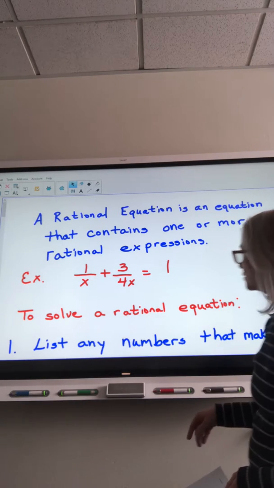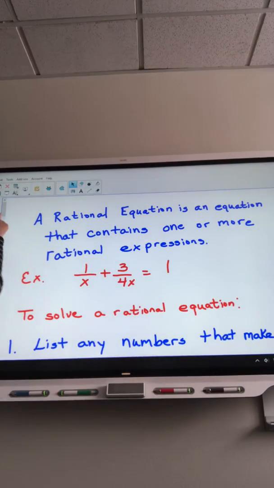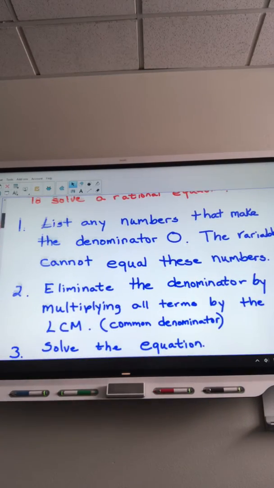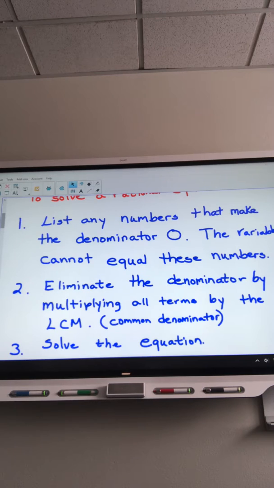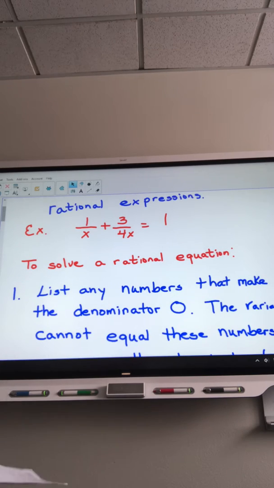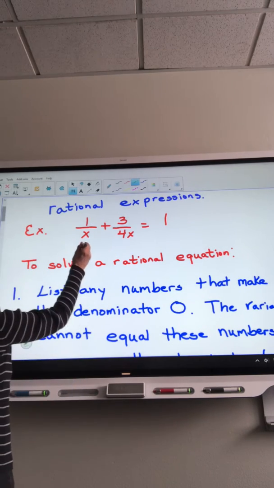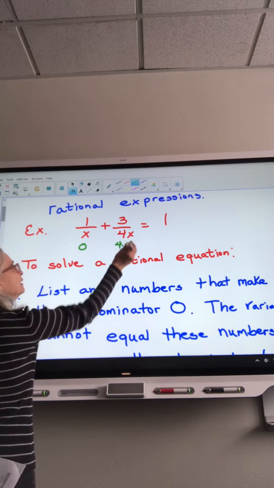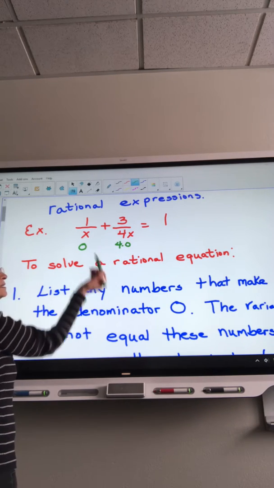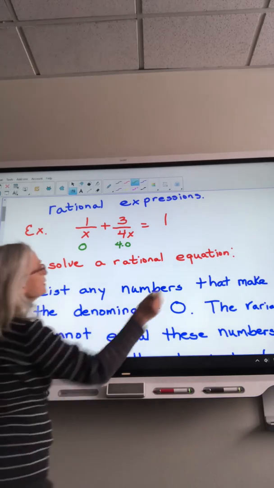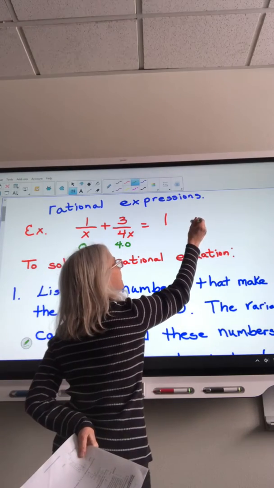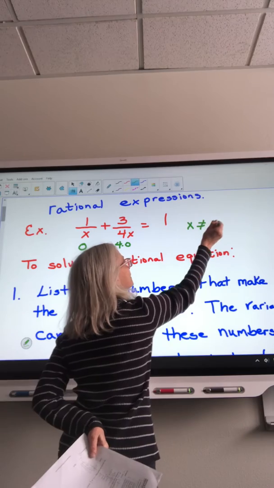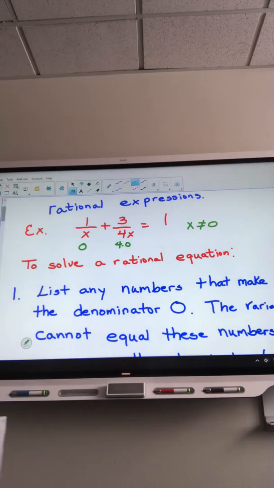To solve a rational equation, the first thing that you're going to do is to list any numbers that make the denominator 0. The variables cannot equal these numbers. So in our first example, if x were 0, we would get a 0 in the denominator. We don't want that. And so for the first problem, x cannot equal 0.